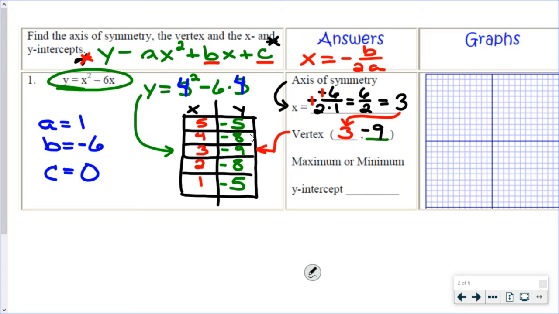Okay. Now I'm going to take that table of values and I'm going to plot my points. So next I go to my graph and I plot them. So I go 5, -5. 1, 2, 3, 4, 5. 1, 2, 3, 4, 5. Down. Then I go over 4, down 8.